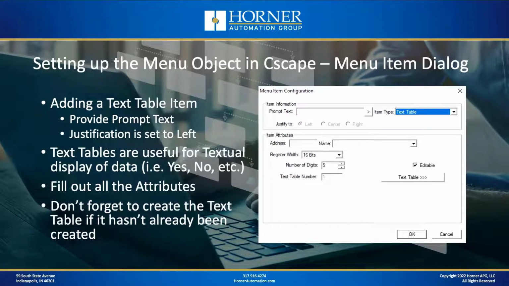Another useful item for a menu object is a text table item. So this is really just another type of numeric data object, but just one in which you're going to show the results with a text string instead of a numeric value. So on, off, hand, off, auto, etc., hot, cold, etc. Just like a text table you would use as a separate object, text table is also available to be an item on the menu object.